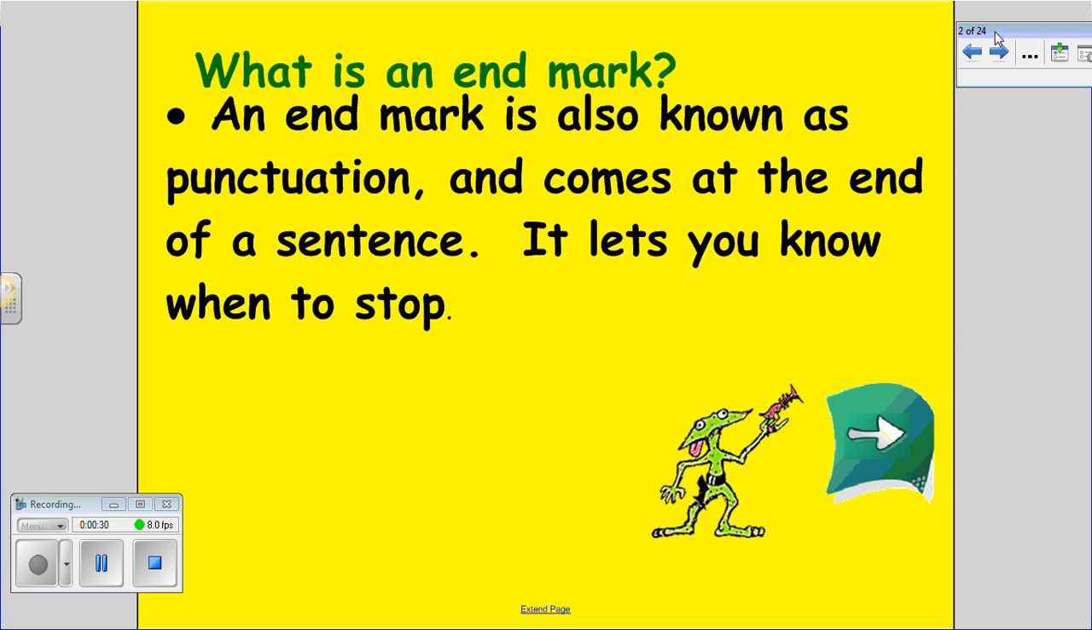So what I need you to do for me right now is open to the grammar section of your notebook. Please turn to a blank page. Write down ending punctuation as your title. And then I would like for you to write down in your first bullet, it comes at the end of a sentence. And then for your next bullet, it lets you know when to stop. Please go ahead and continue the video once you have done that.